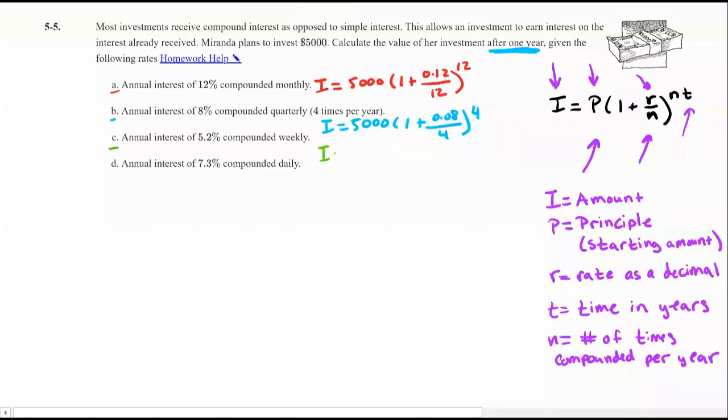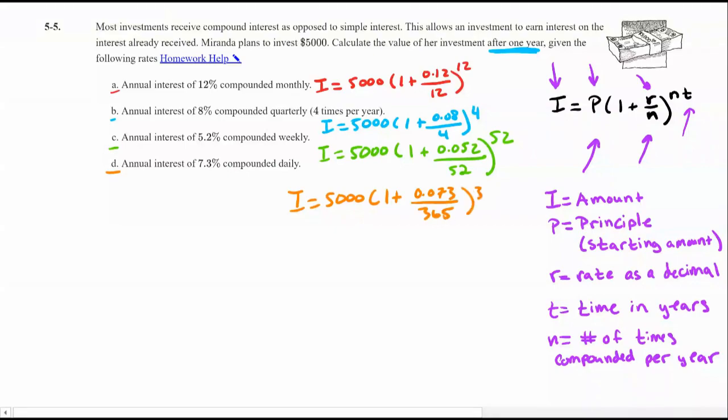C, we got I equals 5,000 because we start with the same principal. Rate of 0.52 over weekly. There are 52 weeks in a year. And then lastly, we got 7.3% daily. So 5,000, 1 plus 0.073 over daily. There's 365 days in a year.